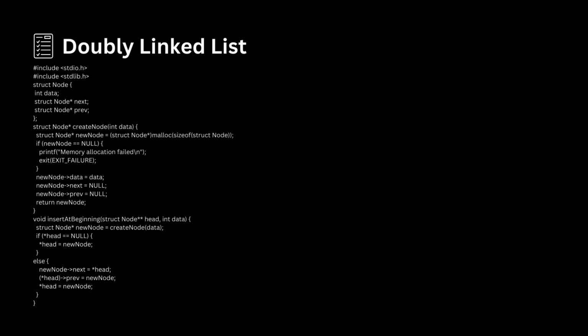In summary, this function inserts a new node with the given data at the beginning of the doubly linked list. If the list is empty, it simply updates the head pointer to point to the new node. If the list is not empty, it adjusts the pointers of the existing first node and the new node to maintain the doubly linked list structure, and then updates the head pointer to the new node.